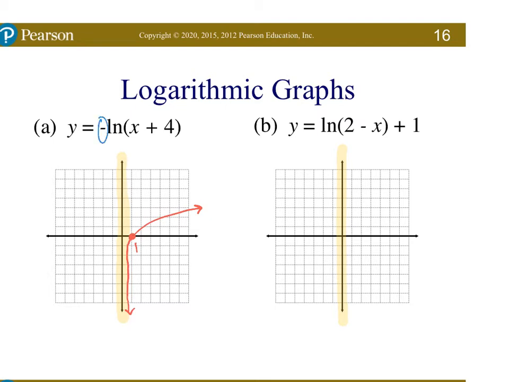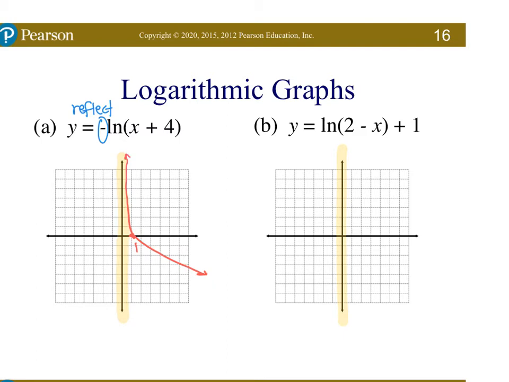This graph A happens to have a negative in front. That negative is a reflection, and because it's in the front, it's a reflection over the x-axis. And so I'm going to take my graph and reflect it so that it goes over the x-axis instead. And so the graph would come this way. And there's my graph reflected over the x-axis.